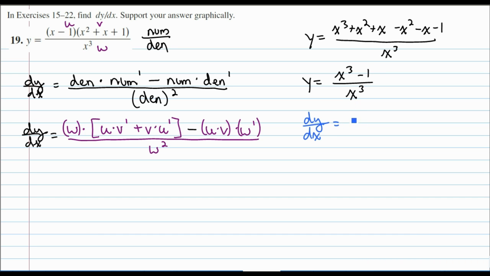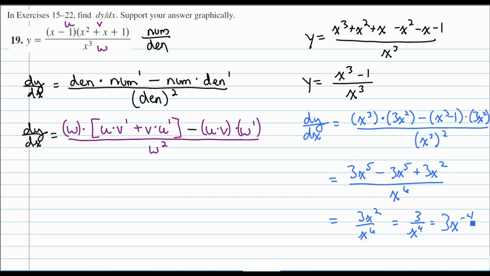Quotient rule says I'm going to see the denominator first times the derivative of the numerator minus, now vice versa, the numerator times the derivative of the denominator, all over the denominator squared. And if you want to simplify that out a little bit, you can. So depending on how far you take this and how you want to leave your final answer, I got 3 over x to the fourth or 3x to the negative fourth.